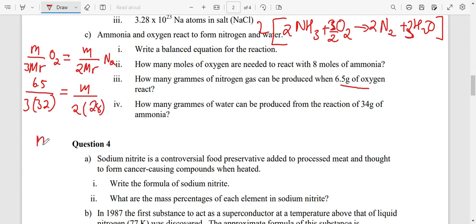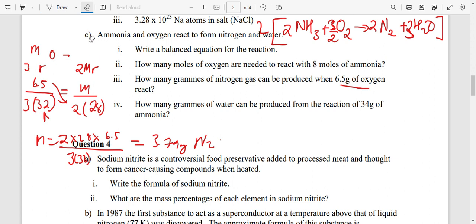So therefore the mass is going to be, we multiply these two values, 2 times 28 times 6.5, and then we are going to divide by this term here, which is 3 multiplied by 32. So that is 2 times 28 times 6.5, then divide that by 3 multiplied by 32. That is going to give us about 3.79 grams of nitrogen gas to be produced. This is okay? Yes.